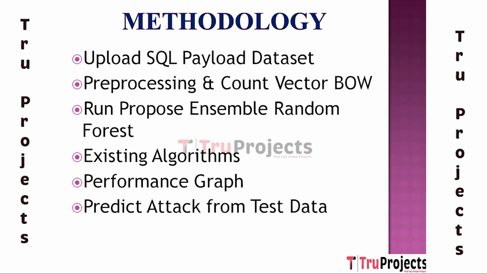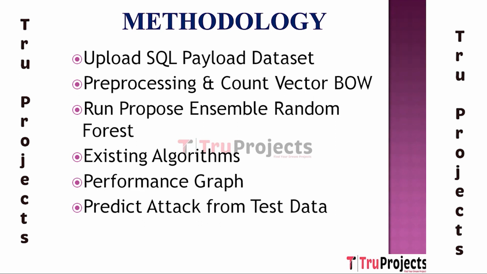Second module is Pre-processing and Count Vector BOW. Before feeding the dataset to Ensemble random forest model, pre-processing is performed to clean and prepare the data for analysis. This may involve removing unnecessary characters, handling missing values, and tokenizing the text. Next, the bag of words (BOW) technique is applied to convert the SQL queries into numerical feature vectors. BOW represents each query as a vector containing the frequency of each word present in the query. This vectorization allows machine learning algorithms to process the textual data.